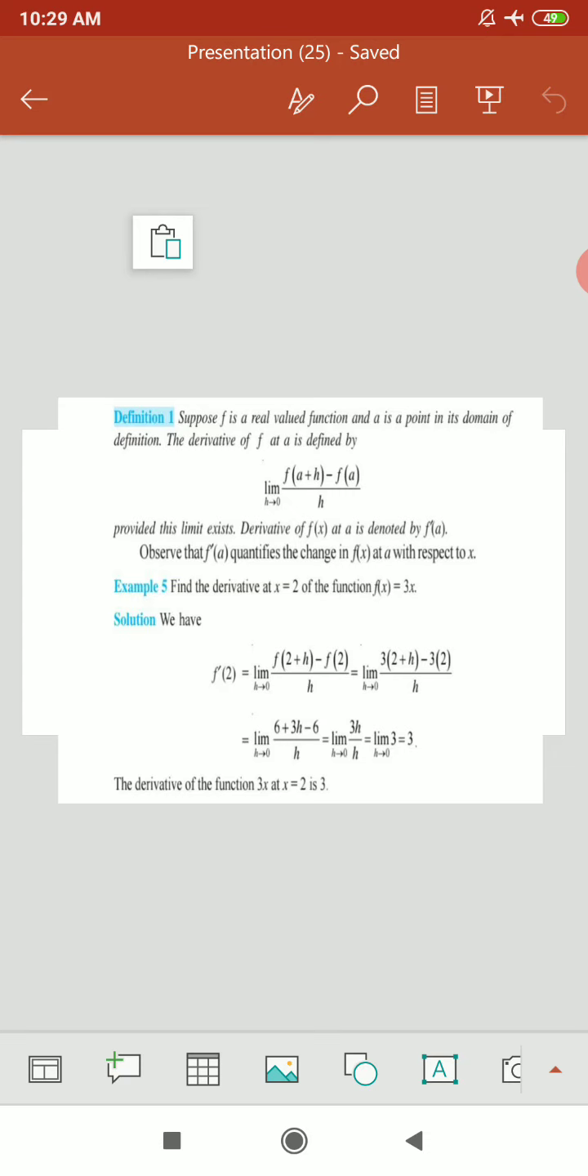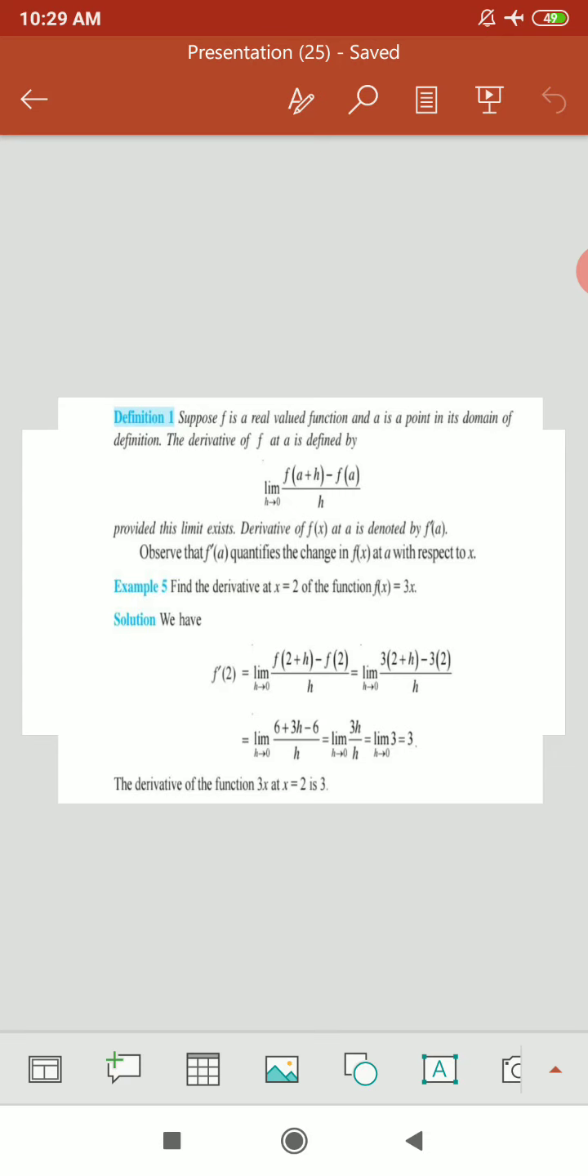equal to limit h tends to 0 6 plus 3h minus 6 divided by h, plus 6 and minus 6 gets cancelled. We get limit h tends to 0 3h divided by h, h and h gets cancelled. We get limit h tends to 0 3, which is equal to 3. Therefore the derivative of the function f of x equal to 3x at x equal to 2 is 3.